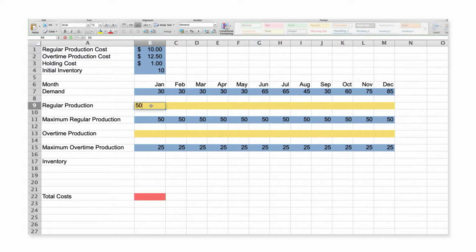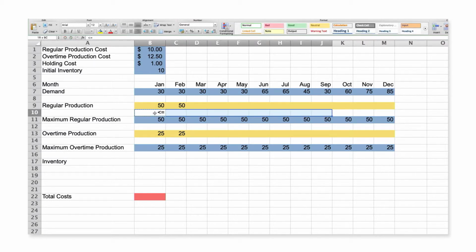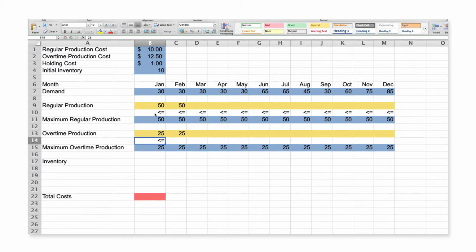Let's say I'm producing 50 units in months 1 and 2, and I'm producing also full overtime, 25 and 25. So I'm definitely going to have constraints of this kind, right? These are less than or equal to my maximum capacity, and these are less than or equal to my maximum capacity. And again, the less than or equal signs I'm putting here, they're just for visual representation. They don't actually change anything in the model.